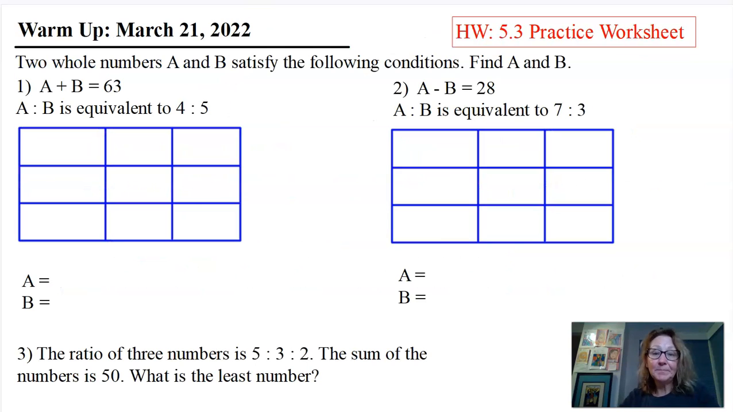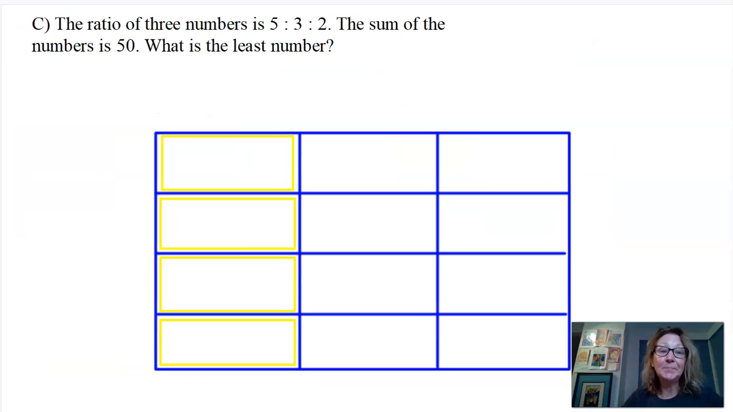So here's a warm-up, practicing figuring out what two numbers could be based on information about them. You can go ahead and try these warm-up problems. I'm going to go ahead and get into the lesson video.